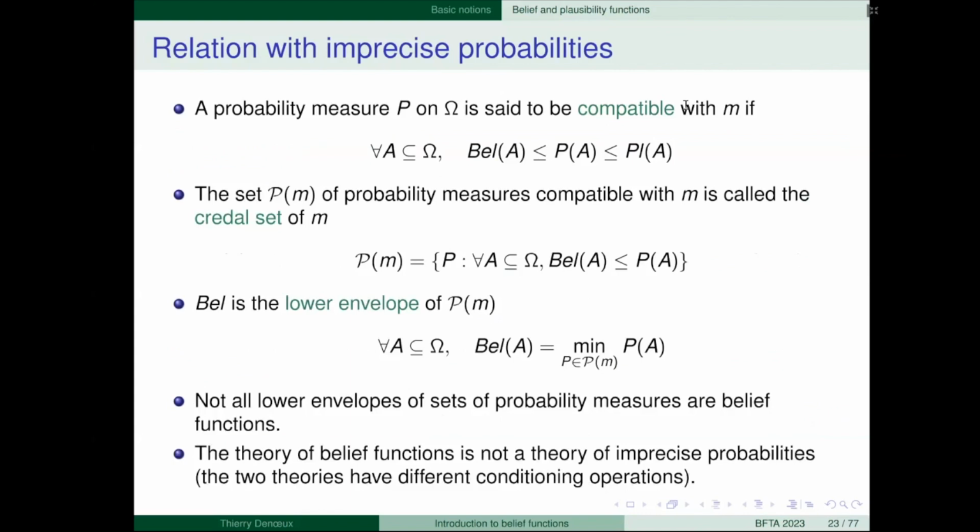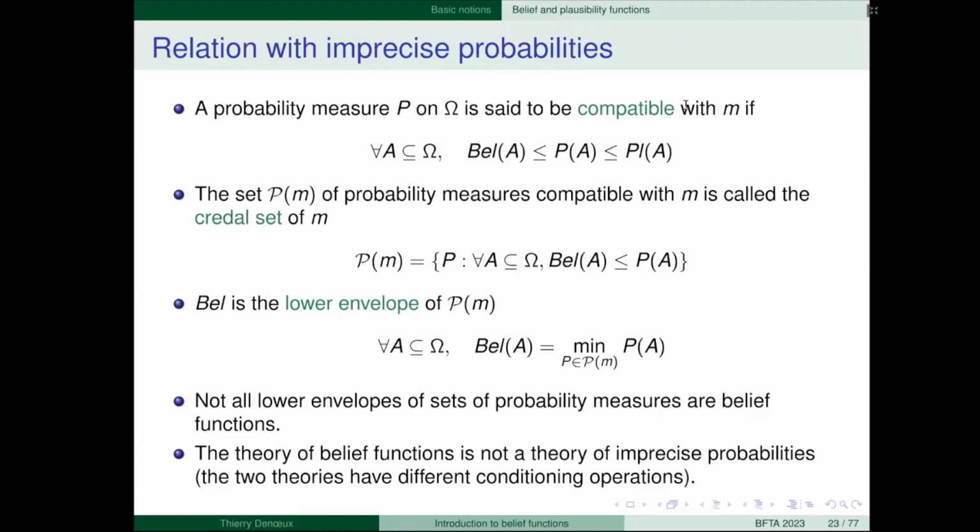Also, we say that a probability measure P on omega is compatible with M if it verifies these inequalities, meaning that the probability of any event A is bounded by the belief in A and the plausibility in A. Remember that the Bel of A and Pl of A form an interval. So if the probability of A is always comprised between these two bounds, we say that the probability measure is compatible with the belief function.